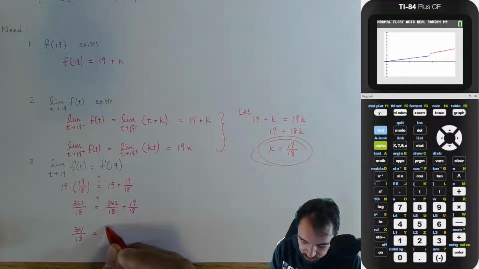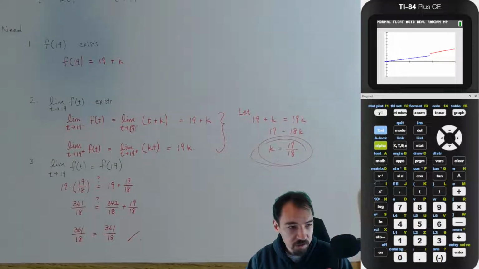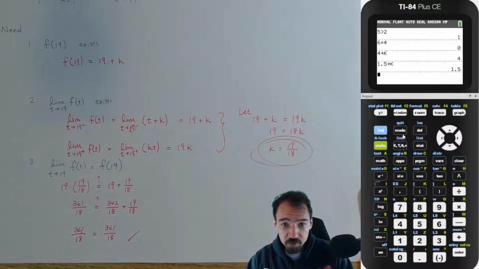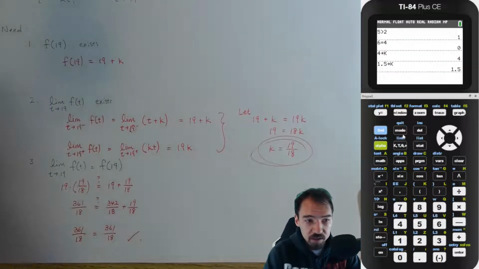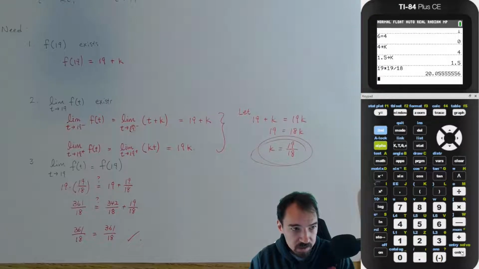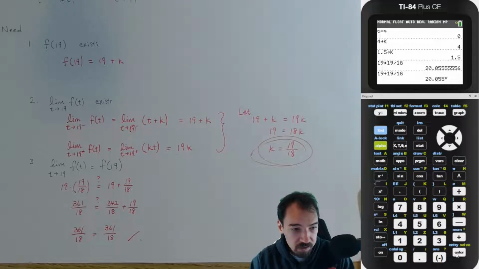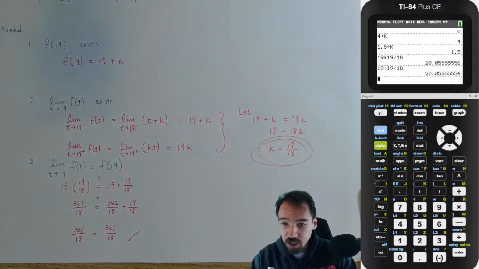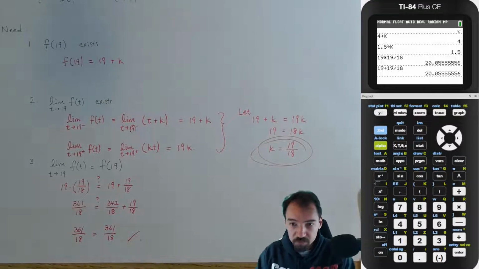Just to make sure, we'll confirm with the calculator. What do I have? I have 19, I'll click 19 multiplied by 19 over 18. So that's a number. And on the other side, I've got 19 plus 19 over 18. Do I get the same thing? Cool. To the end of the display, they look the same. All right, and hopefully you believe that there.